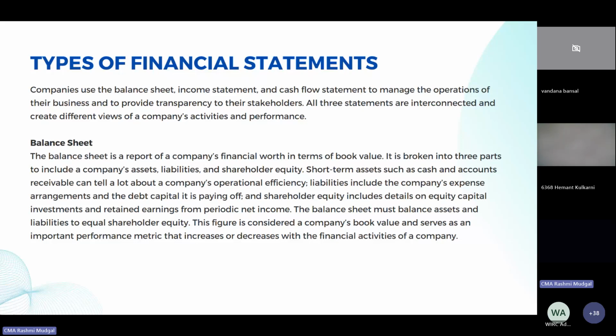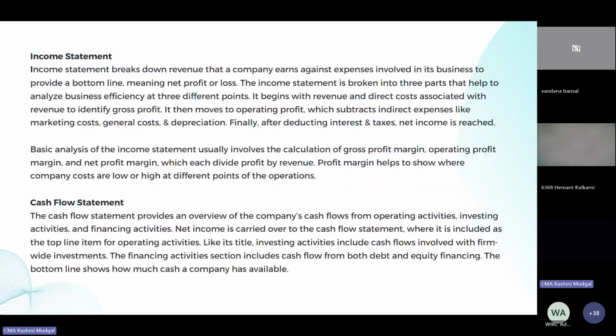Now we come to the income statement and cash flow statement. The income statement breaks down the revenue the company earns against the expenses involved in the business. It provides a bottom line, meaning net profit or net loss, where we understand how much profit we have made around the year and how much loss we have faced. So we can discuss how much sale we have made, how much expenses we have incurred, and what profit and loss we are getting after making all the efforts.